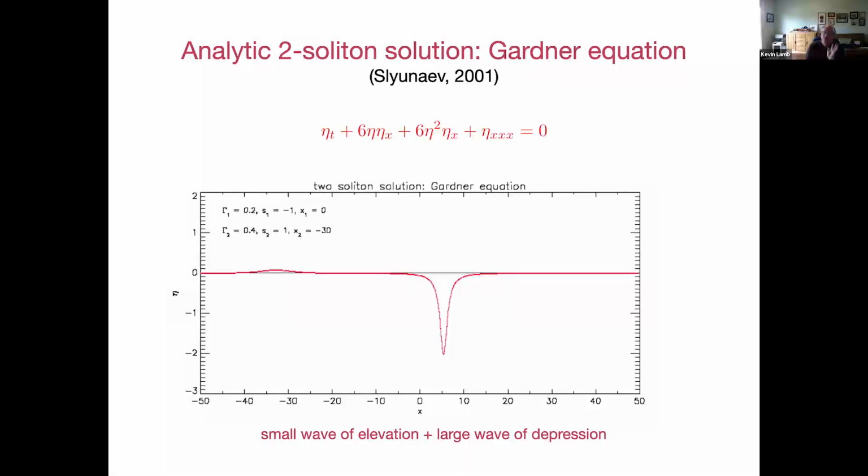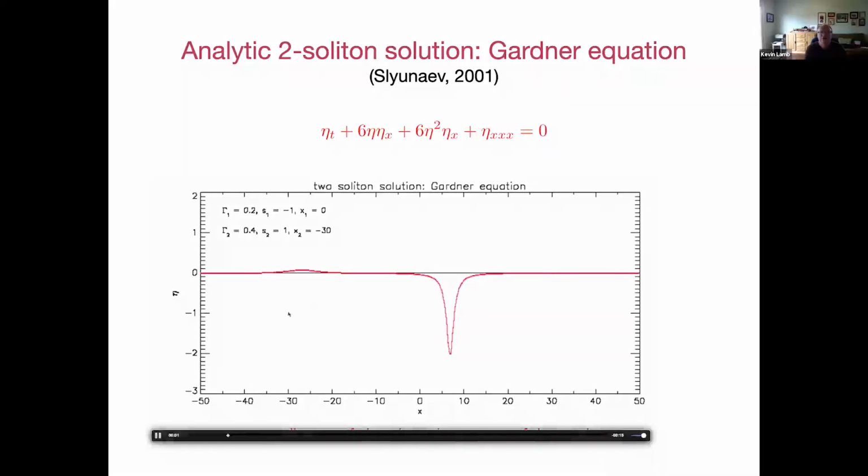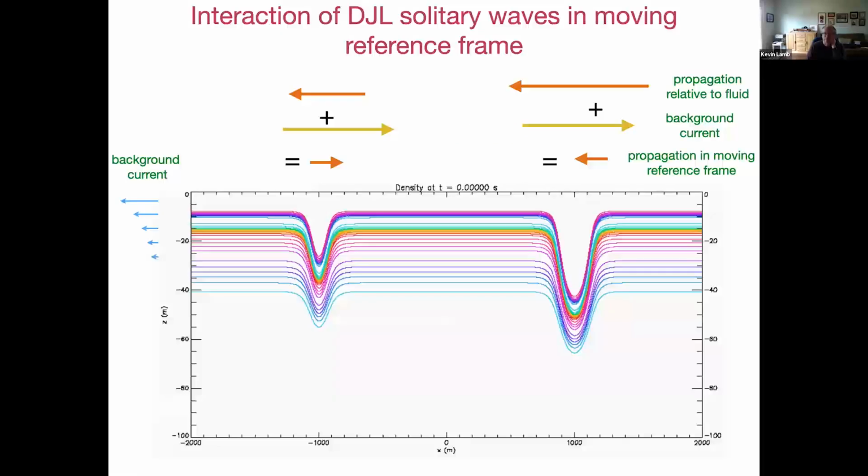Okay, so many of you will have seen things like this. Here's an analytic 2-soliton solution of the Gardner equation. I've got two waves of opposite polarity in this case. The wave of elevation can have any amplitude. The wave of depression has a minimum possible amplitude, and this one's close to it. So this much smaller wave of elevation propagates faster than the much larger wave of depression, and they interact and reappear with their original amplitudes.